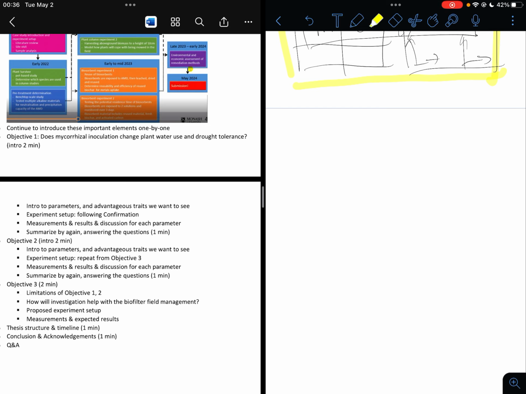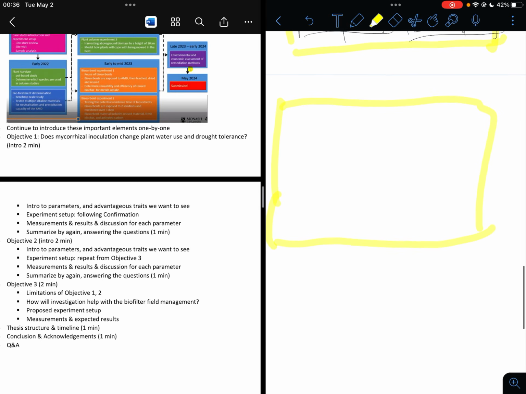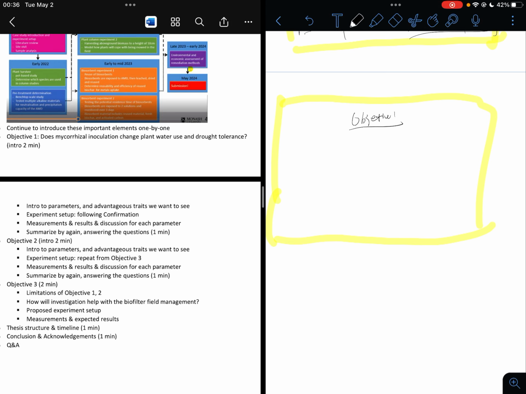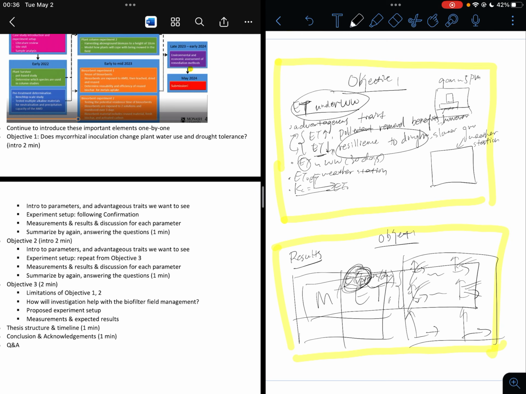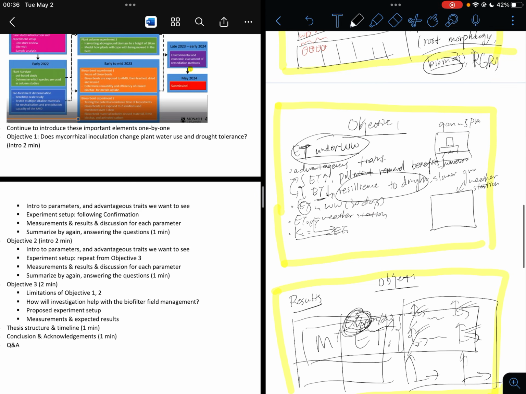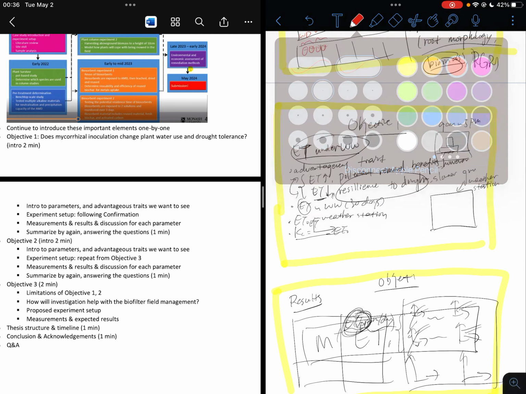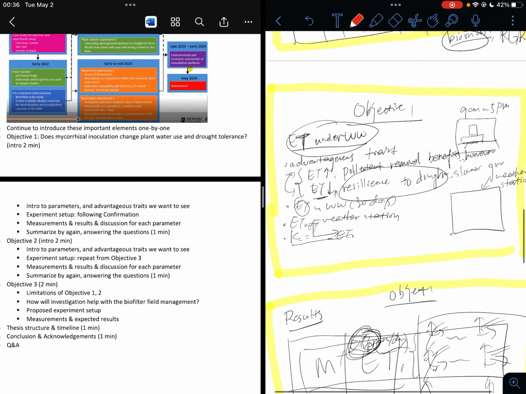And you can carry on to talk about objective 2. Objective 1 actually, so objective 1. So now we can have the same setup, like ET under WD. So actually, I just modified that. So you have this ET on the WD, right? And advantageous traits would be that ET.